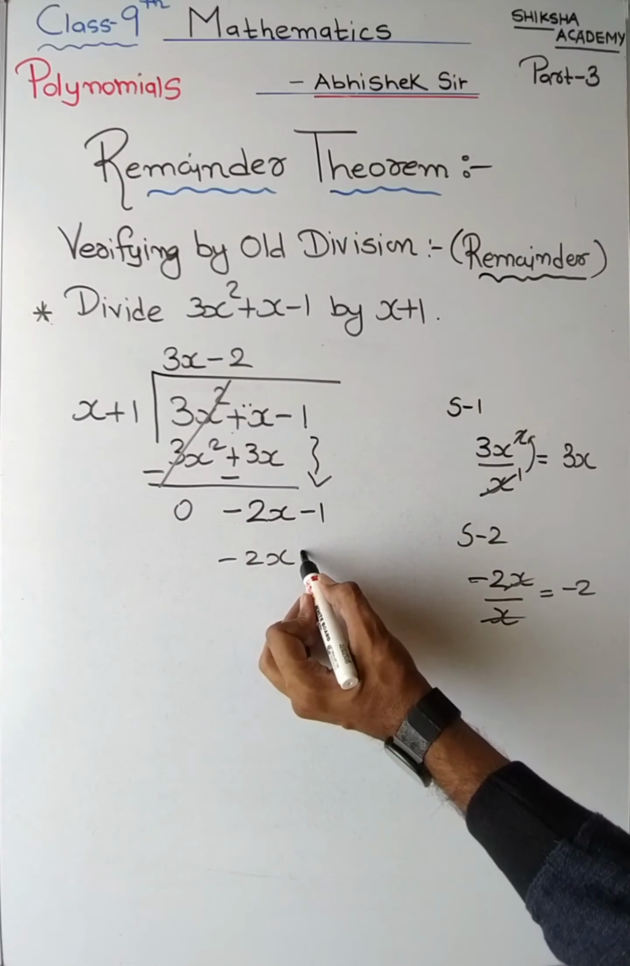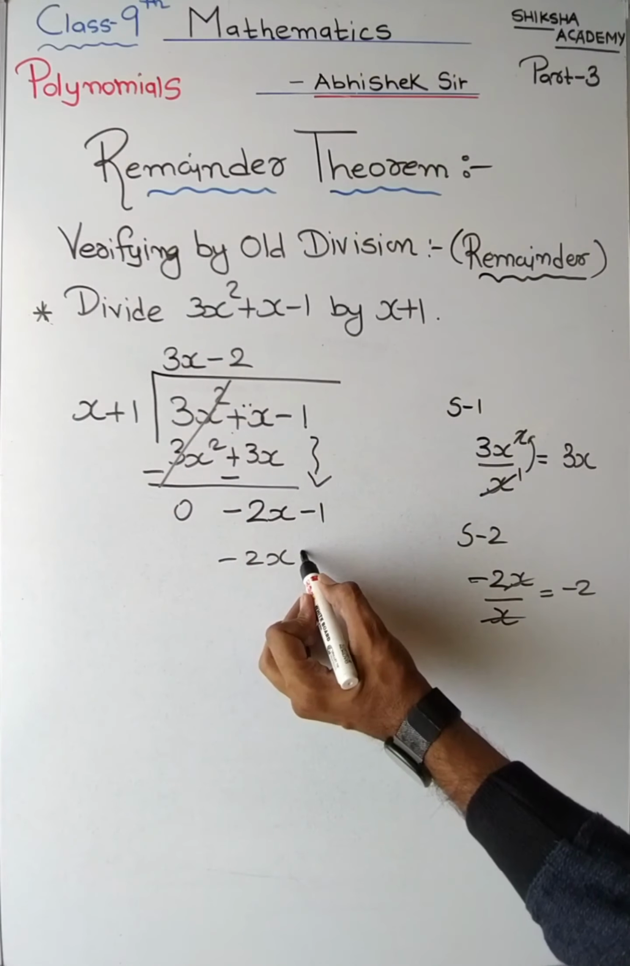The same we have verified by the remainder theorem. Quickly I am again writing the remainder theorem, or finding the remainder by remainder theorem. Okay, what was the first step that we did? We compared the other polynomial, that is x plus 1, with 0 and got the value of x.